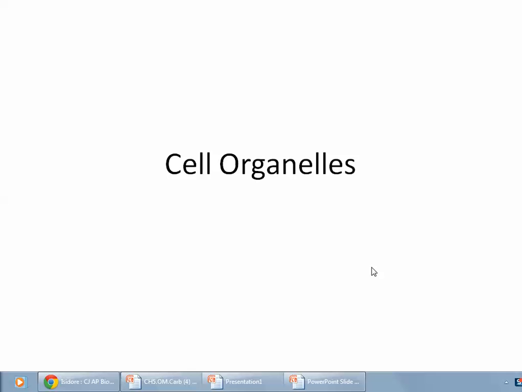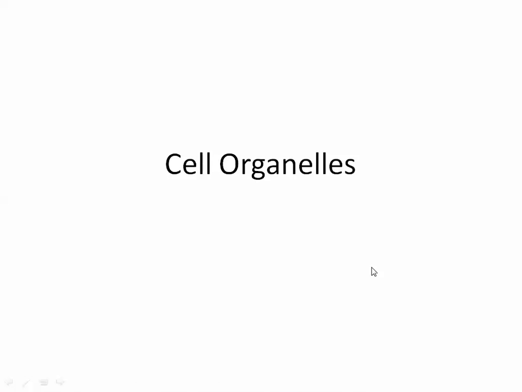For this presentation, you are going to need the lecture guide that you should have gotten at CJ. You are going to need a blank sheet of paper or a piece of loose leaf to draw on, and you're going to need 4 different colors of markers or pen. So you can pause this and when you're ready, start again. So here we go. Cell organelles.